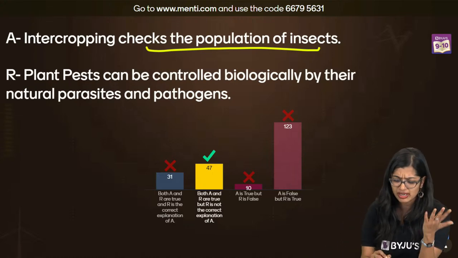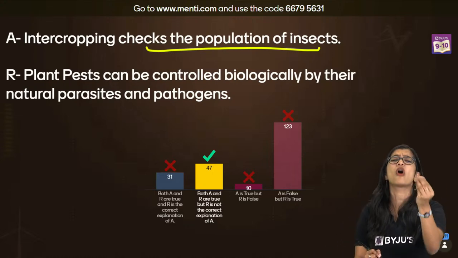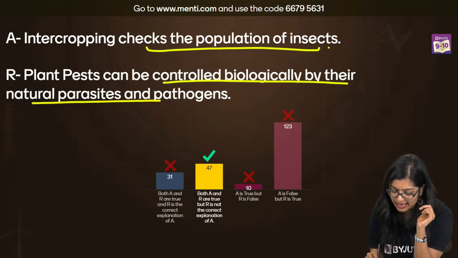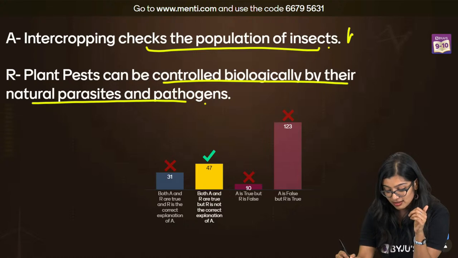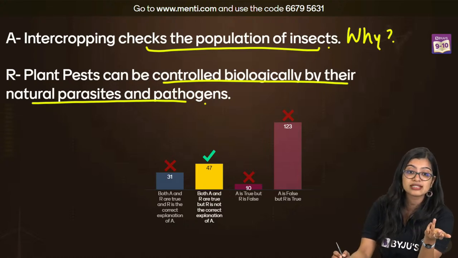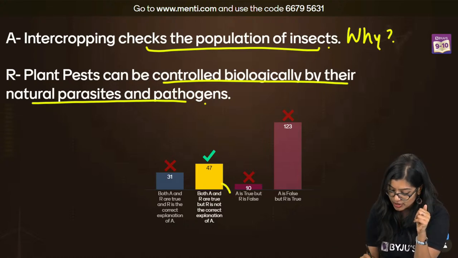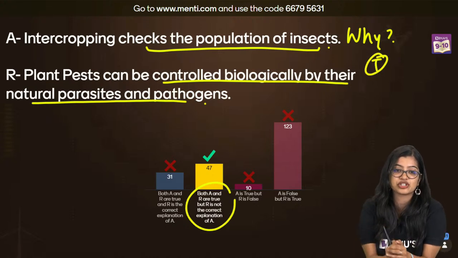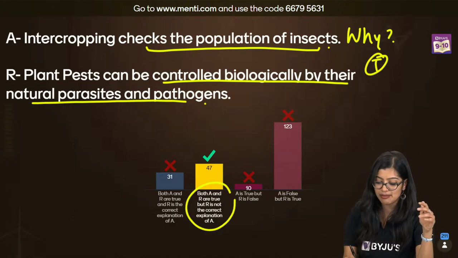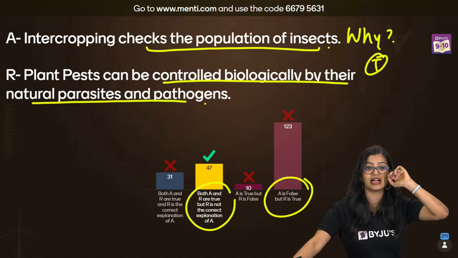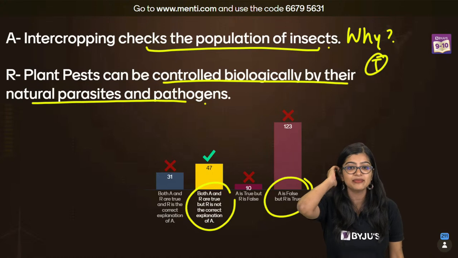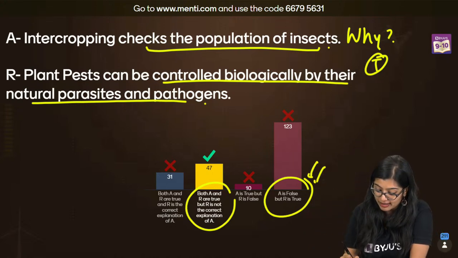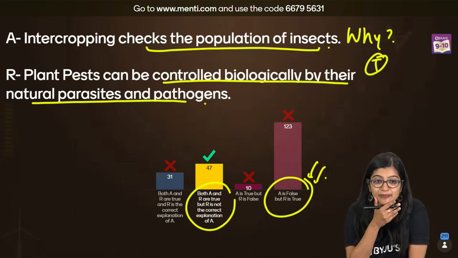And we know that in general, plant pests, what are pests? They're nothing but small unwanted insects. Yes, they can be controlled biologically by natural parasites. But does it justify why intercropping is done? No, right? Which is why these two statements are correct, but the reason is not the correct explanation for the assertion. For those of you who said, ma'am, I have not read about advantages of intercropping, that is something you should read. So I hope all of you have paid attention to this, okay?